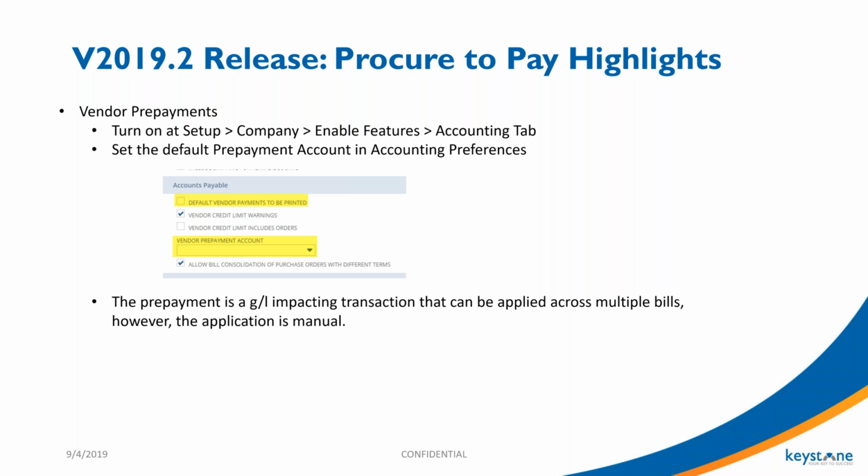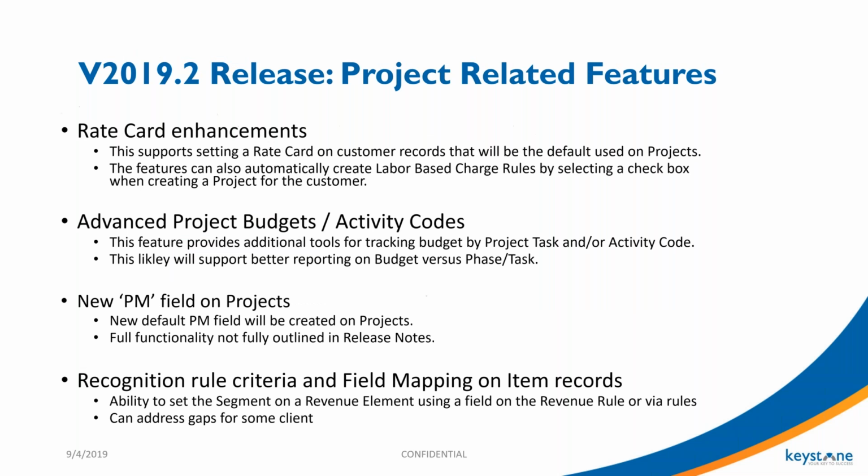This is where I feel like it came up a little bit short: you do have to go in and go to it and say apply, and then apply it, although you can apply it over several bills. It doesn't have to be applied to just one bill. So that is the vendor prepayment. It's a step in the right direction. And with that, I'll pass it over to Eric and some projects.